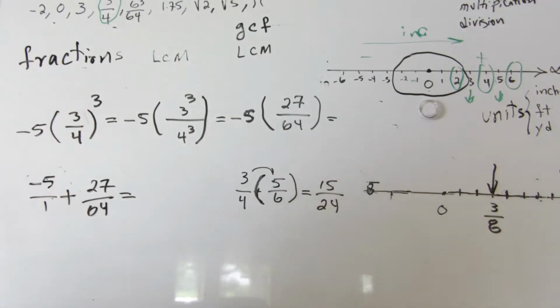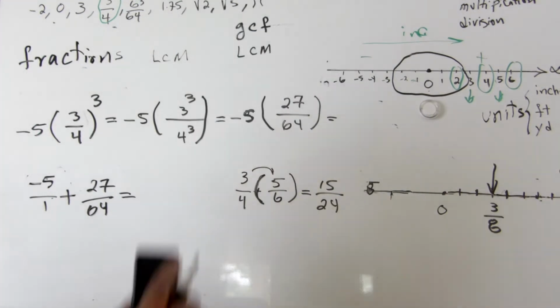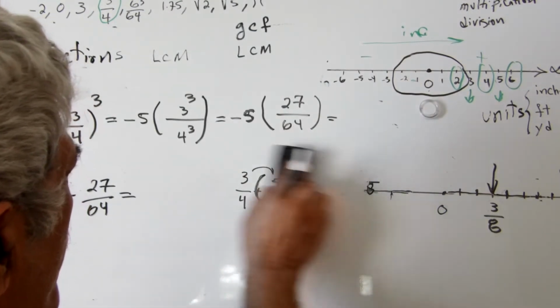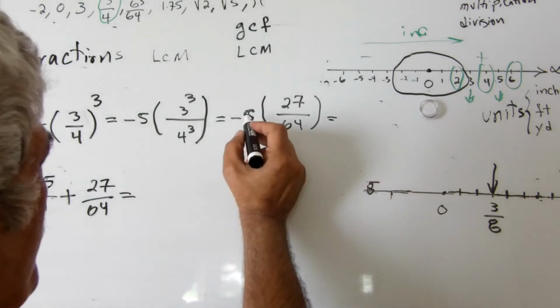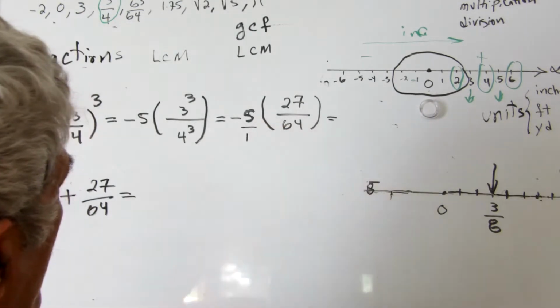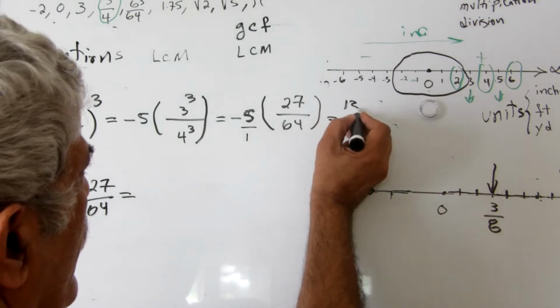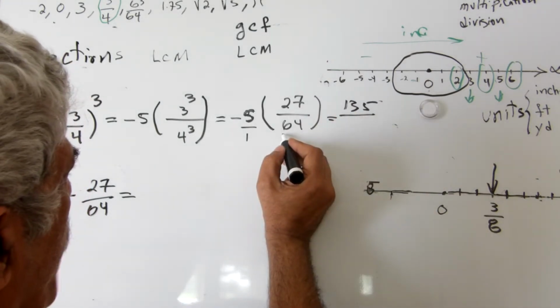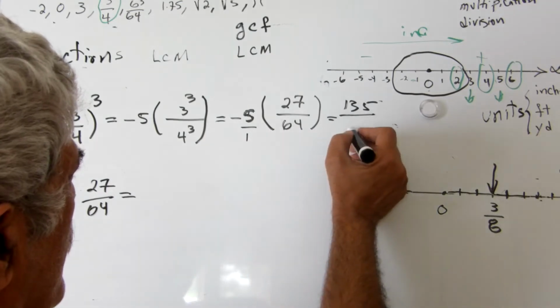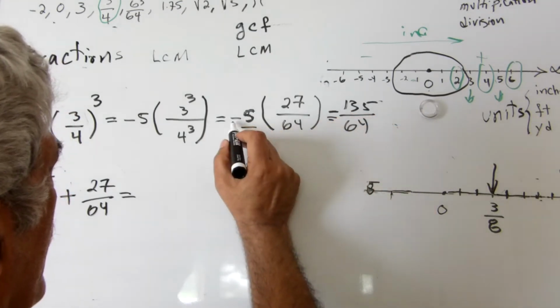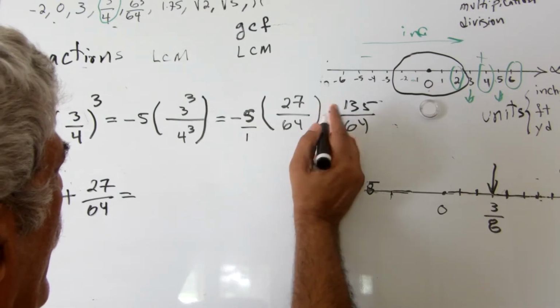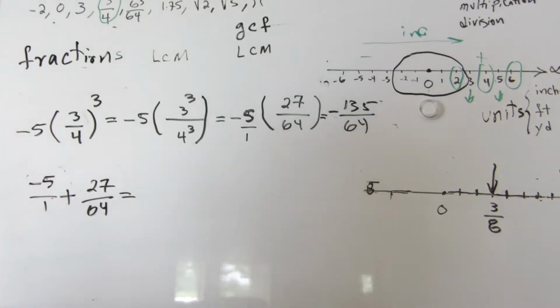So we multiply the numerators together and the denominators together. Here we actually have a numerator, but the denominator is 1. So we multiply 5 times 27 is 135, and 1 multiplied by 64 is 64, and you got the minus here: minus 135 over 64.